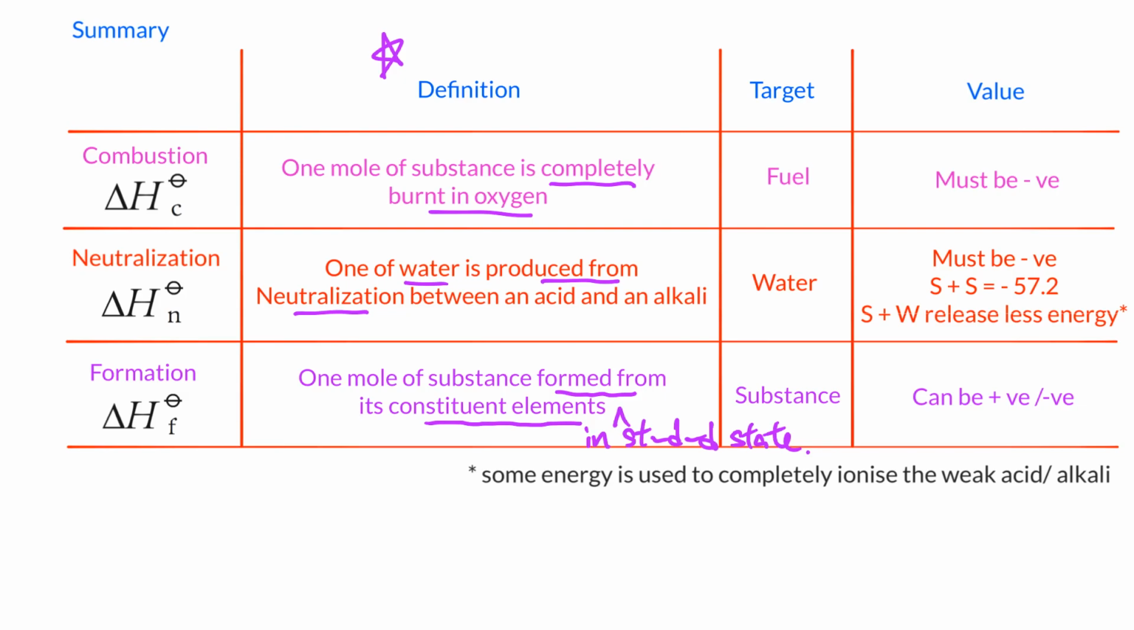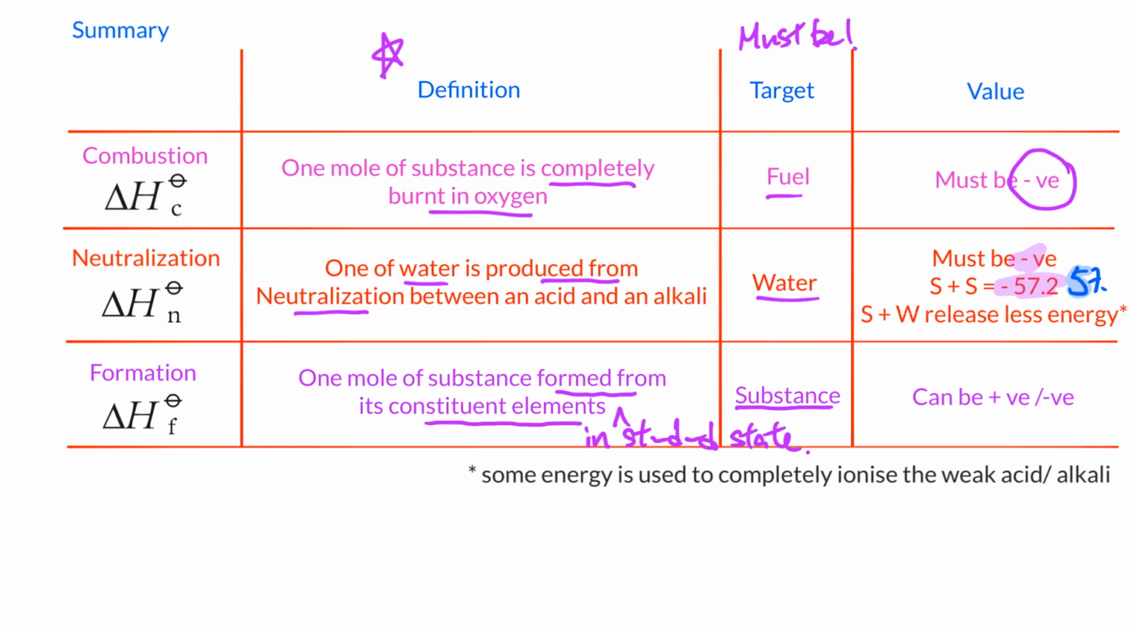The target one must be 1 all the time. So for combustion, you're talking about the fuel. For neutralization, it'll be talking about the water. For formation, it should be the substance. For the values, you will find that combustion must be negative. Neutralization is also negative, and most of the time it should be negative 57.2 or 57.3, both all right.